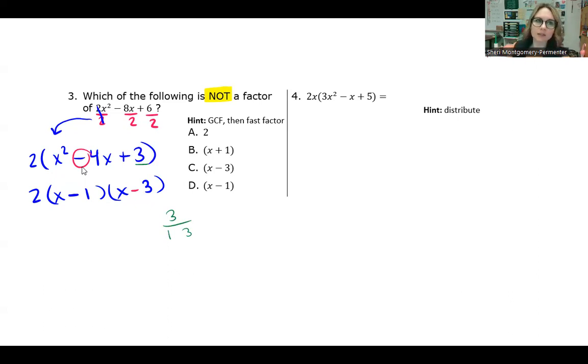So now I can go through and look at my answer choices. It says which one of those is not a factor. So we need to go through the answer choices and figure out which one is. So is 2 a factor? These are my factors. Yeah. Is 2 a factor? Yeah. Is x plus 1 a factor? No. What about x minus 3? Yes. What about x minus 1? So the one that is not is the second one.